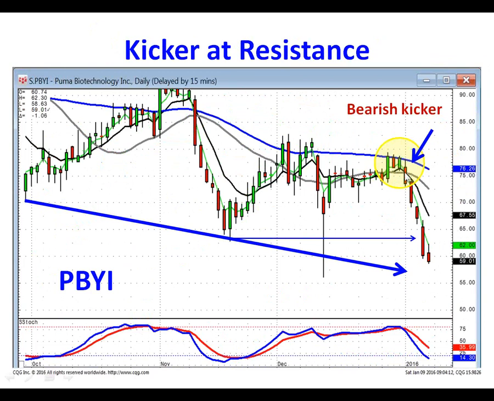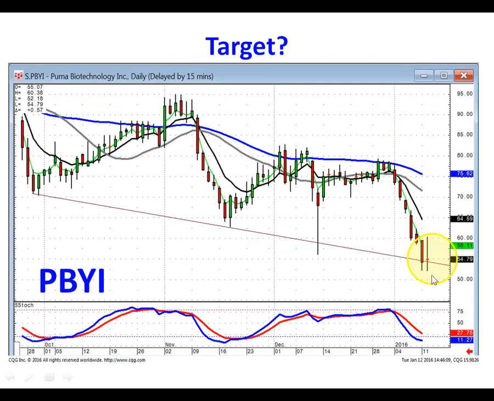But notice what we had here, a little kicker type signal at the resistance level. Where was our first target? The support level. Where's our next target? Here, and I think it even went down through that level. This was a few days ago. But so we were getting in the oversold area at this point.